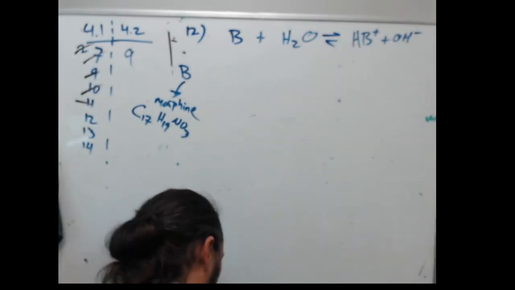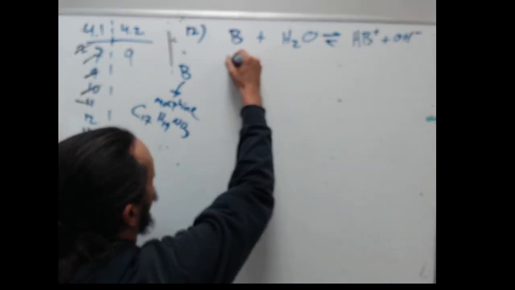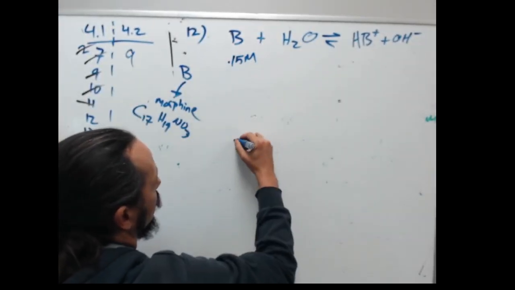And the problem, before I get too ahead of myself, does someone want to read the problem so I don't get lost? A 0.15 molar solution of morphine has a pH of 10.5. What's its Kb?